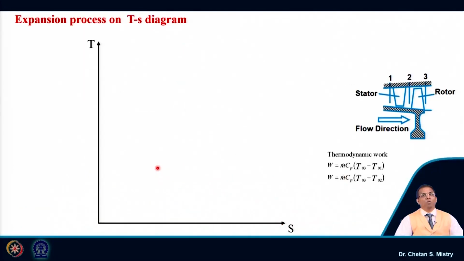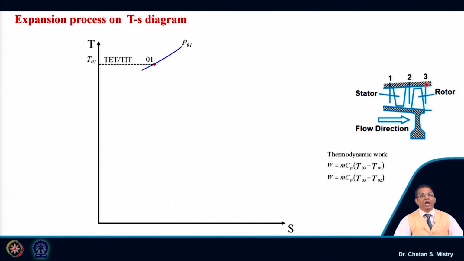Now let us try to understand the expansion process which is happening inside the turbine. Here, this is representing the stator or nozzle vane, and I have the rotor wheel. As we have discussed, my flow is flowing from this direction. Let me put in different stations: station 1 at the entry of my nozzle vane, station 2 at the exit of my stator vane, and station 3 representing my rotor exit.